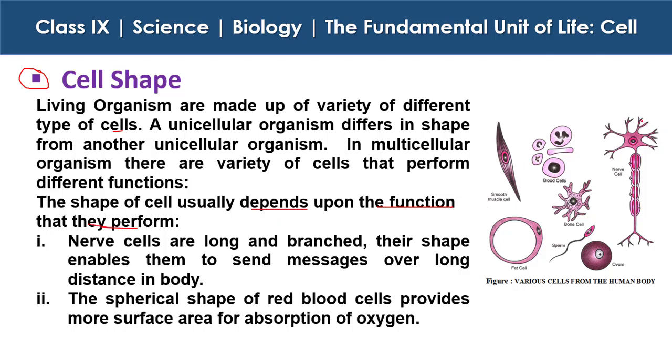For example, have you ever imagined why nerve cells are long and branched? Nerve cells are long and branched because their shape enables them to send messages over long distances in the body. The spherical shape of red blood cells provides more surface area for absorption of oxygen. So, we can say that cell shape depends upon the function that they perform.